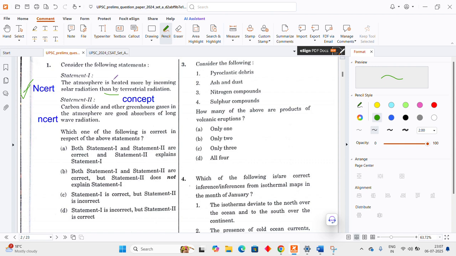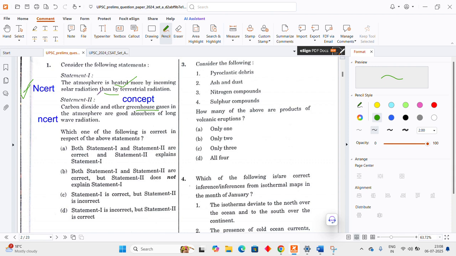You can see that this statement is talking about something related to heat. There is heating of the atmosphere, and this talks about greenhouse gases. So there can be an interlinkage, right? But these two concepts are not interlinked here, because the first statement is wrong, okay? But you can see that some kind of interlinkage can happen.